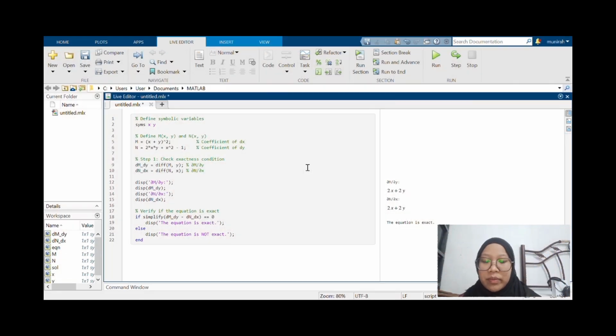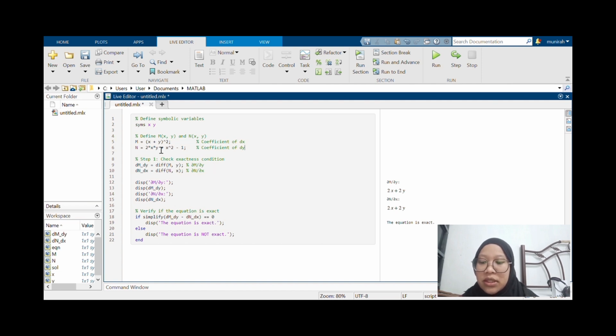The following program in MATLAB will tell whether a given first order differential equation is exact or not. First of all, it defines symbolic variables x and y, so they can represent the unknowns in an equation. It then defines two functions, M equals M(x,y) and N equals N(x,y), with M being the coefficient of dx and N the coefficient of dy in the differential equation.